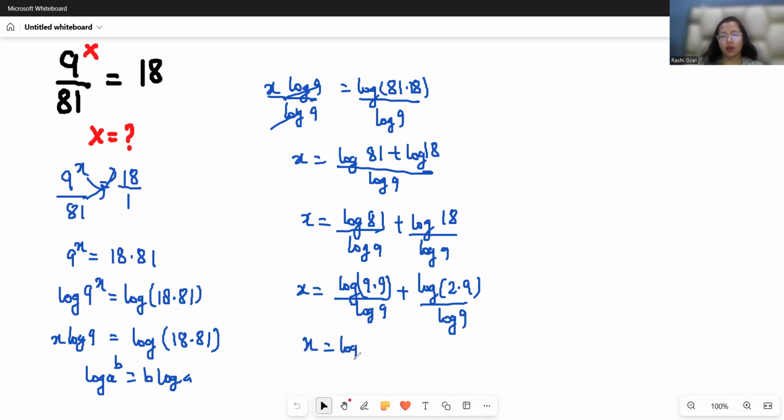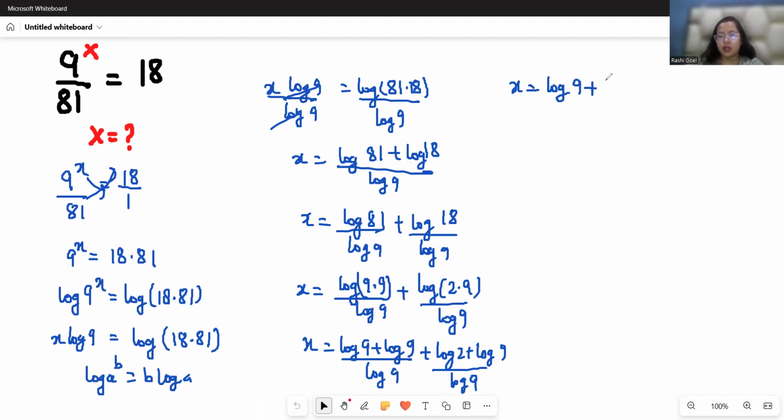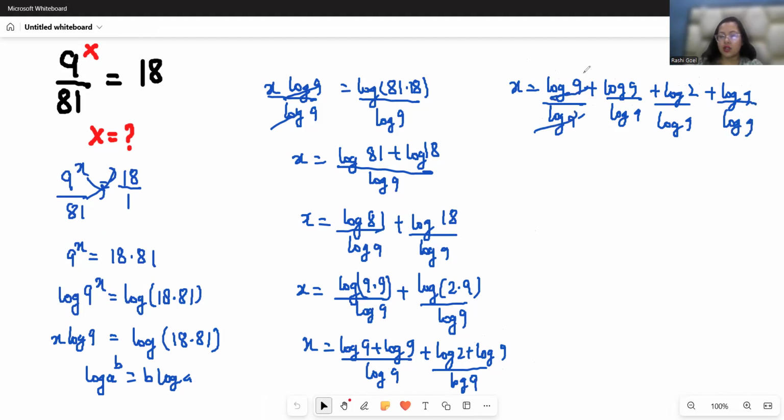So this becomes (log 9 + log 9) / log 9 + (log 2 + log 9) / log 9. So x = (log 9 + log 9) / log 9 + (log 2 + log 9) / log 9. So this will cancel out: 1, 1 and this will be 1. So these three ones together give 3, plus this we can write as log 2 with base 9.